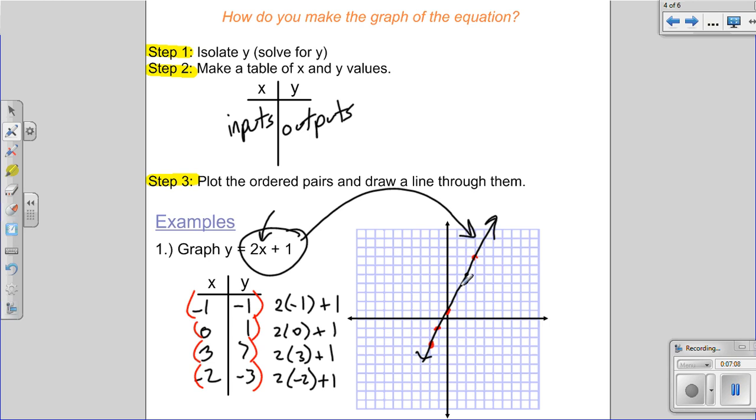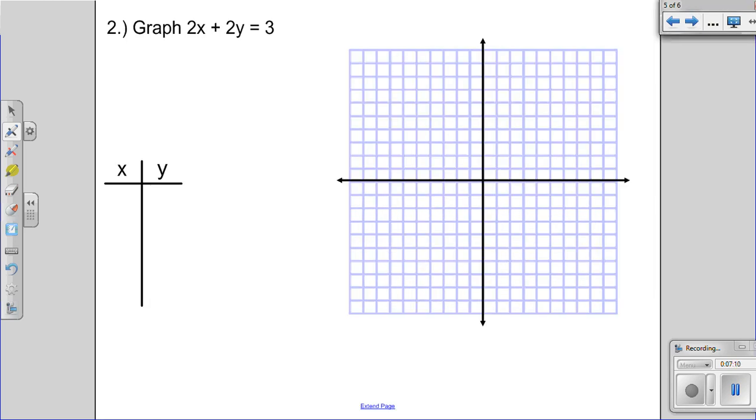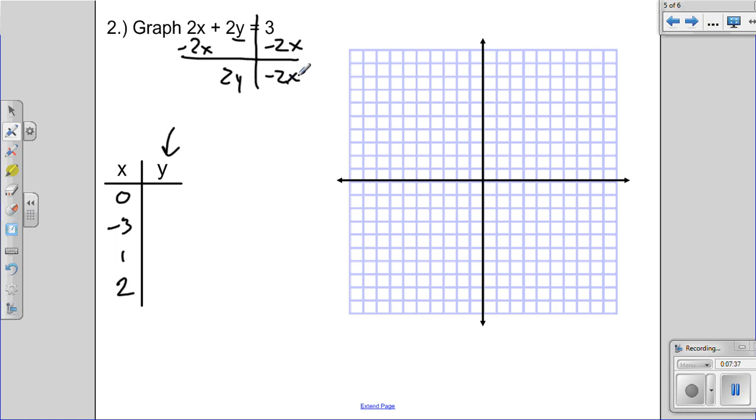So let's take a look at another example. Now notice here, if I want to plug in values, I'm going to plug in 0, -3, and 1, and 2. Kind of taking random numbers. If I want to get the output, I need to solve for y. So I'm going to move the 2x over to the other side. I need to get y by itself. So 2y is equal to -2x plus 3. I'm going to divide everything by 2. So that's -x plus 3/2.